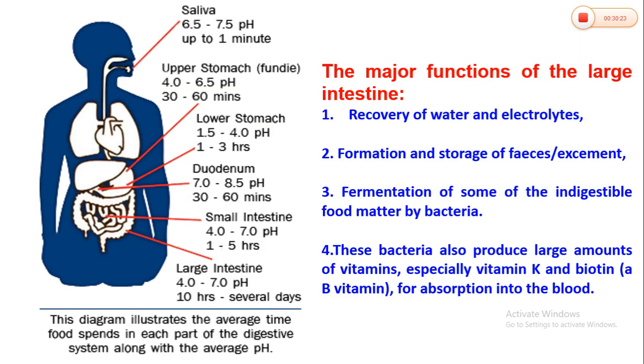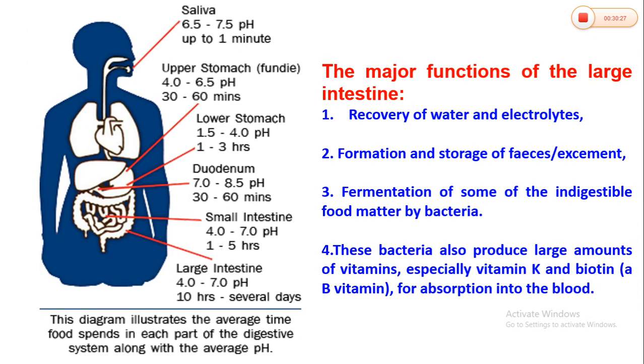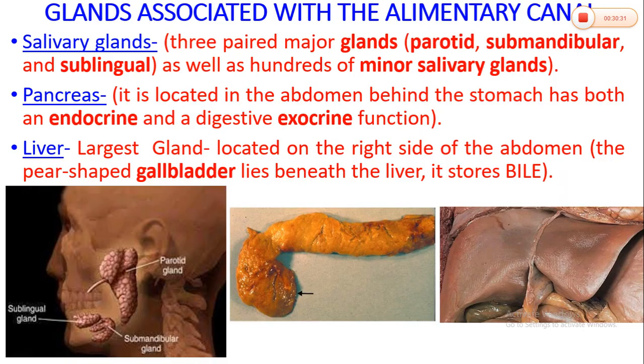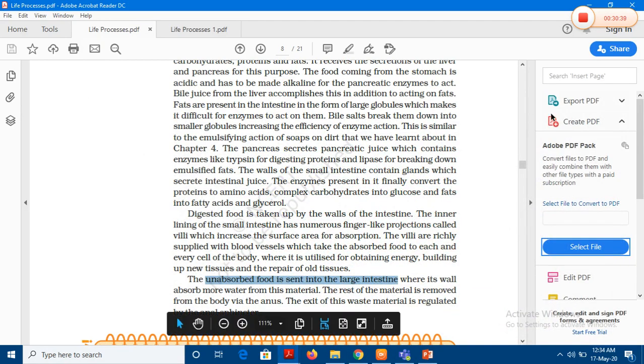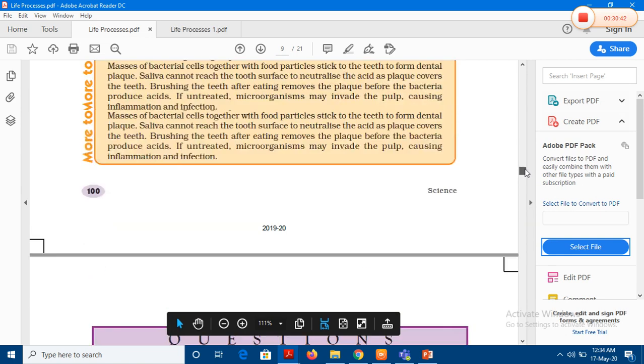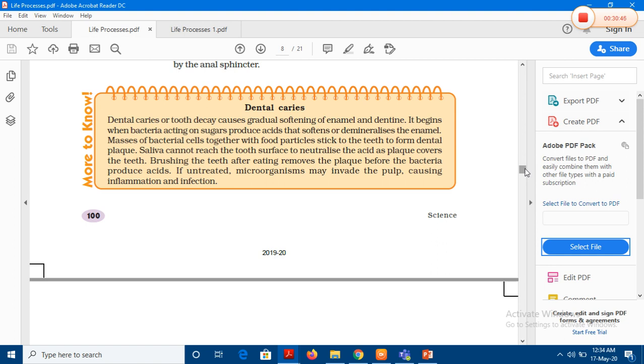So I hope all these concepts are clear to you, and now you can go through the NCERT textbook and you will not find it problematic. Last but not the least, there is a very small box of information about dental caries. Now that we are talking about nutrition in humans, of course, it all begins with ingestion of different kinds of food.